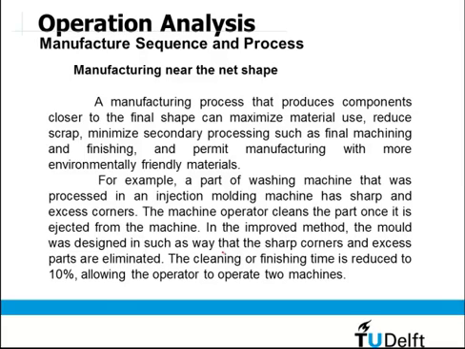For example, a part of a washing machine that was processed in an injection molding machine has sharp and excess corners. This is the old machine. The machine operator cleans the parts once it's ejected from the machine, because the old one may have some sharp parts and many corners there. Then the washing of the clothes will not be clean adequately.